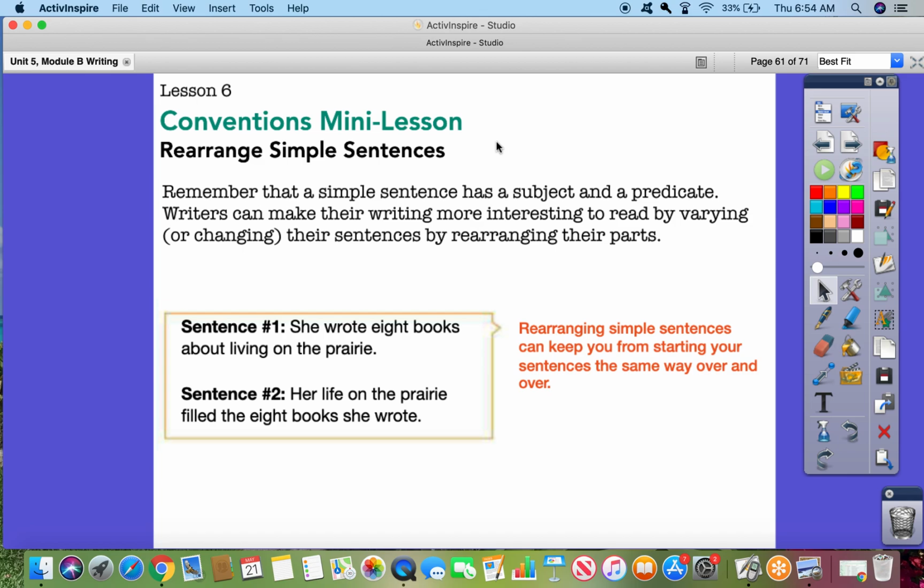Remember that a simple sentence has a subject and a predicate. Writers can make their writing more interesting to read by varying or changing their sentences by rearranging their parts. Let's look at this first sentence. Sentence number 1. She wrote 8 books about living on the prairie. Sentence number 2. Her life on the prairie filled the 8 books she wrote. Rearranging simple sentences can keep you from starting your sentences the same way over and over.